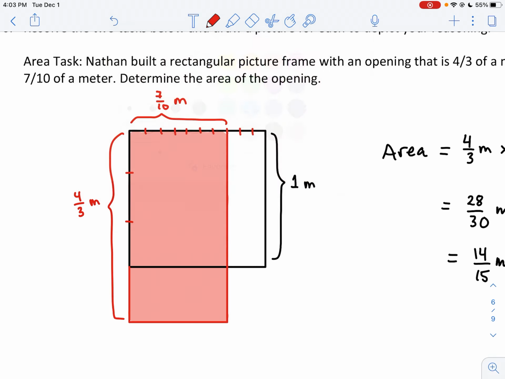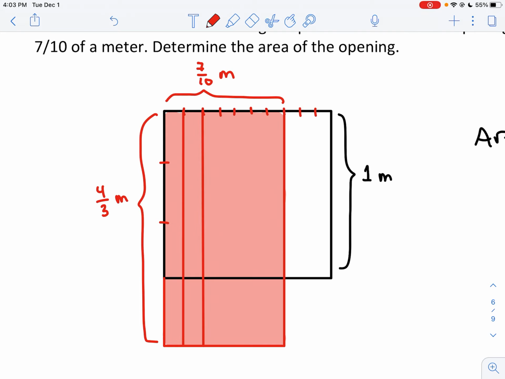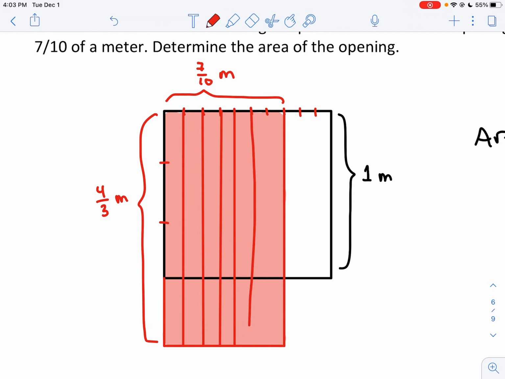Well, there are lots of ways to do this. We could continue our partitioning of these, extend them all the way down. Now, this isn't perfectly done, but it's good enough. There should be 7 columns, effectively. They should all be equal. You can clearly see that they're not, but that's all right. And then we have these rows.